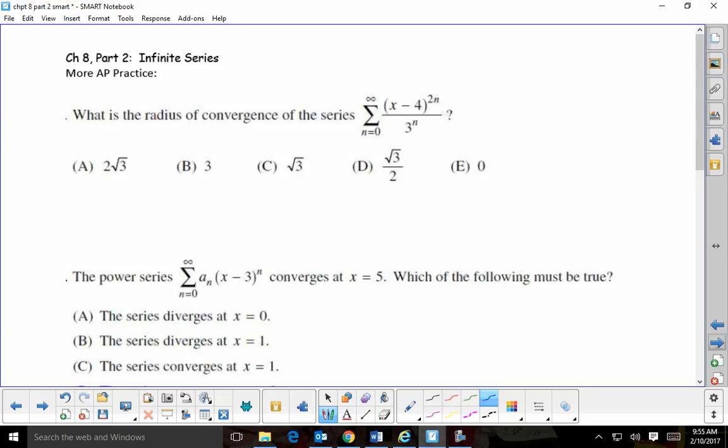Alright, so what is the radius of convergence of this series? Go. Is it geometric? No. So it's not geometric, so we're going to go ahead and do the ratio test. Alright, go ahead. But it only wants the radius. We're going to have to do endpoints anyway.